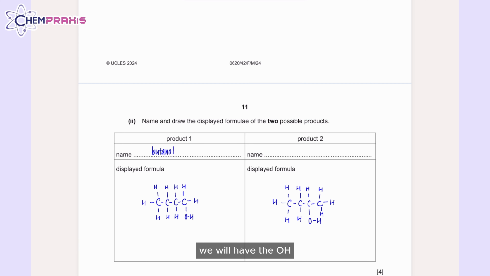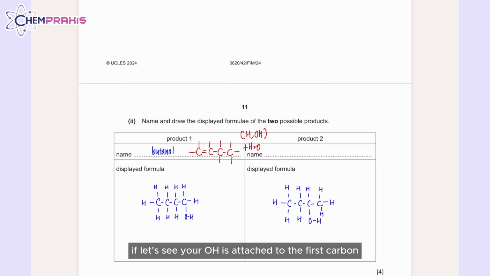Same thing, we will have the OH, for example. If you are having butene, when it reacts with steam, H2O, it will add H and OH. If your OH is attached to the first carbon, we will call this butan-1-ol. And if the OH is attached to the second carbon, you can call this 2-butanol, or you can call this butan-2-ol. Both options are accepted in your mark scheme.